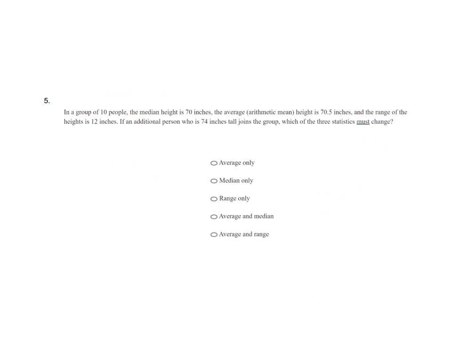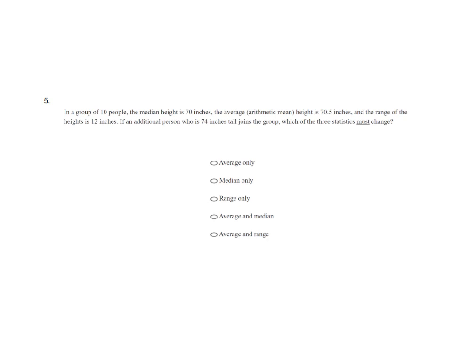Moving to the next question. In a group of 10 people, the median height is 70 inches. The average, arithmetic mean height is 70.5 inches and the range of the heights is 12 inches. If an additional person who is 74 inches tall joins the group, which of the three statistics must change?